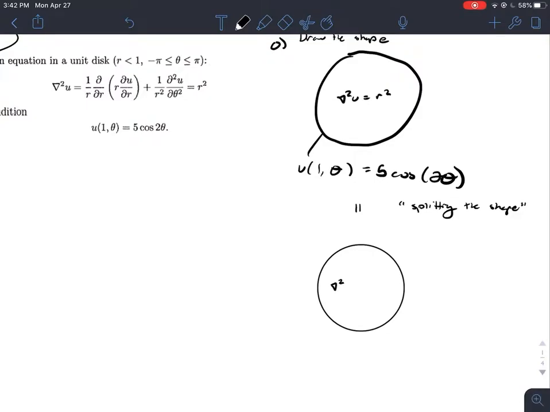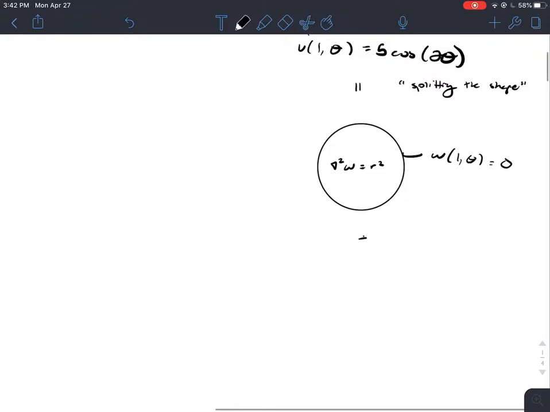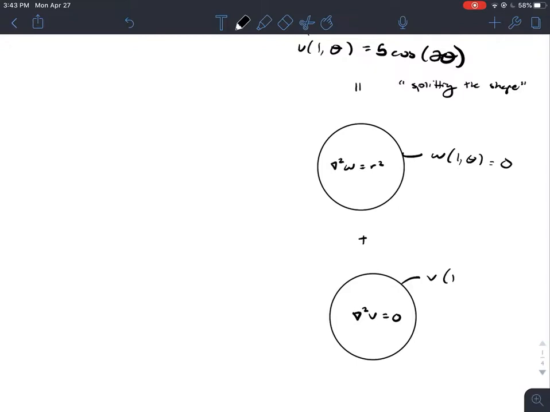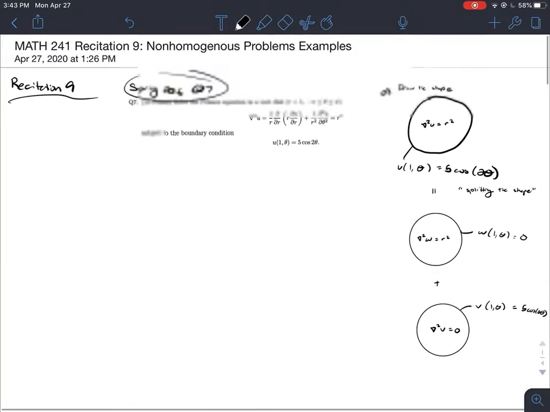So what I'm going to do is set the Laplacian of W equal to r squared. I'm going to keep the PDE as non-homogeneous, but I'm going to make the boundary condition of W homogeneous: W(1, theta) is equal to 0. Plus another circle solution, where the Laplacian of V is equal to 0. Now we're solving the Laplacian of V equal to 0, but V(1, theta) is going to be equal to 5 cosine 2 theta. So notice what I've done here.